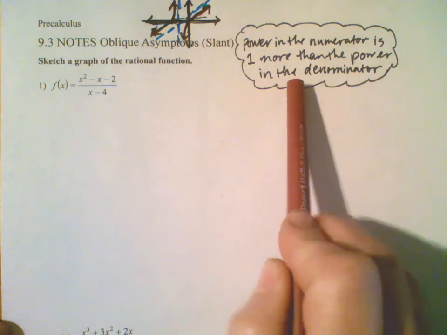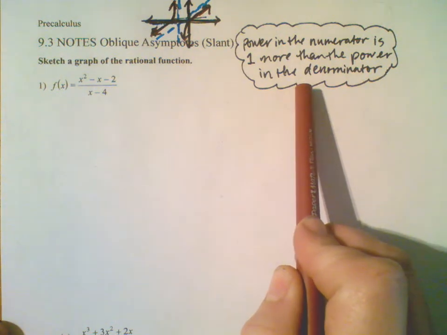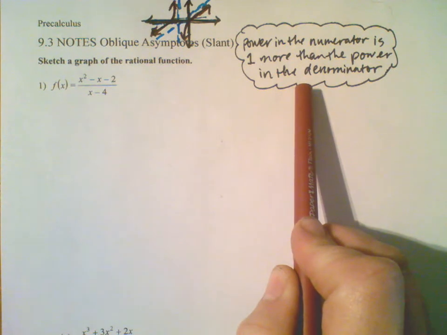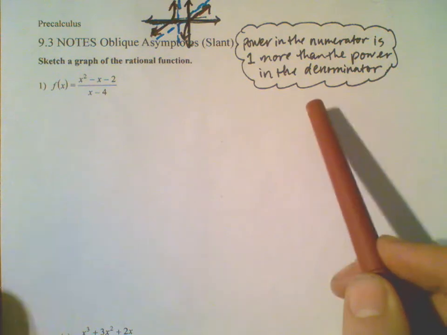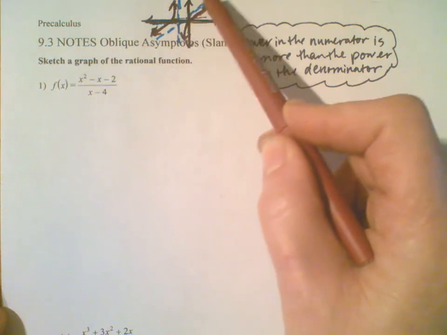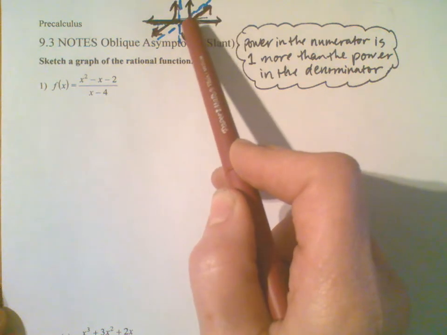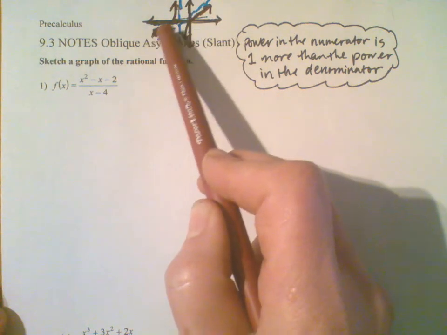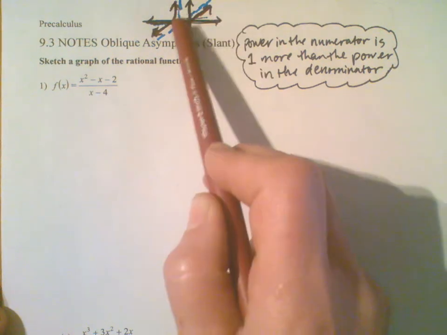They occur when the power in the numerator is one more than the power in the denominator. And what happens is when you take that limit as x approaches infinity, you'll end up having a different end behavior on the positive infinity side and on the negative infinity side. And it creates something called a diagonal or slant asymptote. So this graph will have these curved pieces, like the regular function that we looked at, but the end behavior is going to look a little bit different.